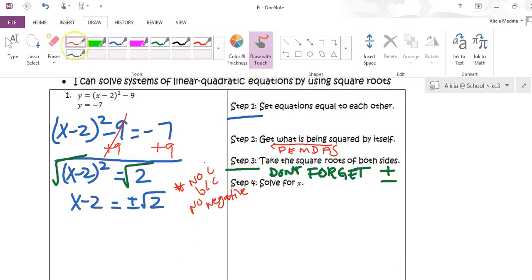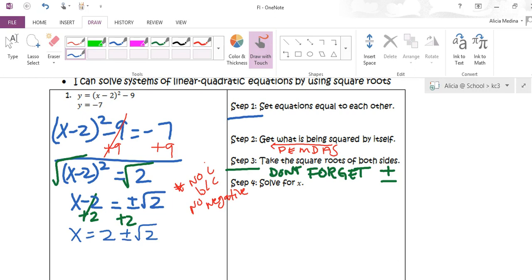Next step is to solve for x, right? That's step 4. So this is subtracting 2, so the opposite is to add 2. This is going to give me x equals 2 plus or minus the square root of 2. So this is what x is. And I still have to write what my two equations are. Not my two equations, my two solutions are.